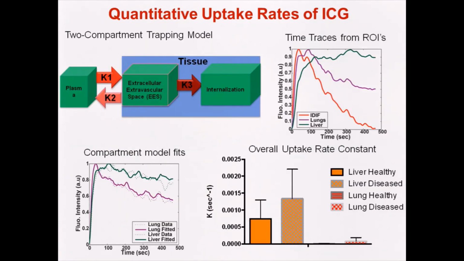So now that we have this image-derived input function, we can look at different regions, for instance, the lungs or the liver, and try and derive the kinetics, quantify the kinetics between the blood compartment and then these different organs.